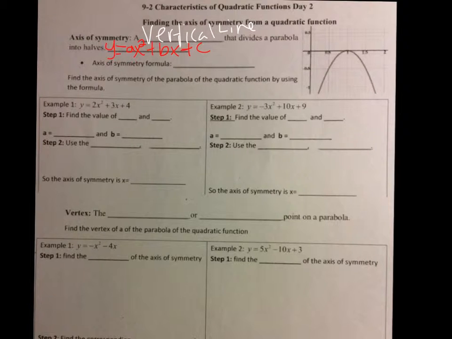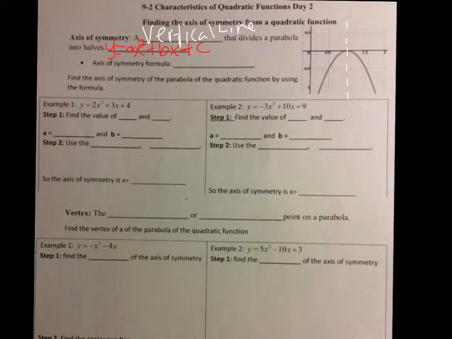If you look to the right, I gave you a small graph. If I draw a line straight down the middle of this parabola, if I can find the exact middle of the parabola that cuts it right in half, this line that I just drew would be called the axis of symmetry.